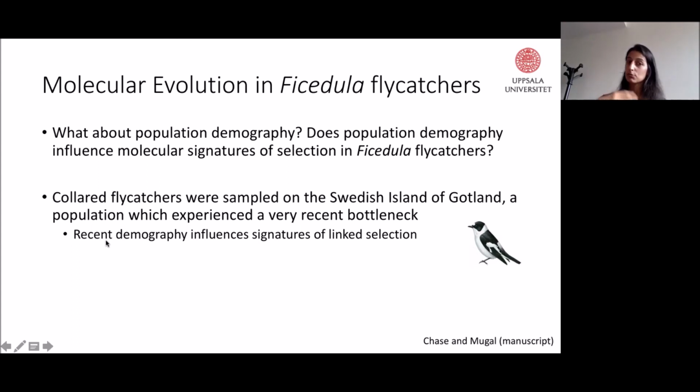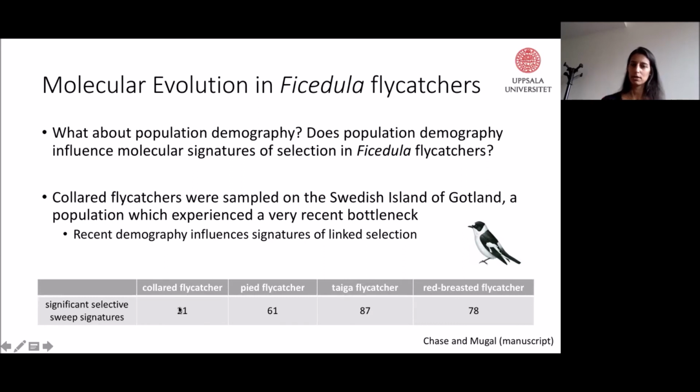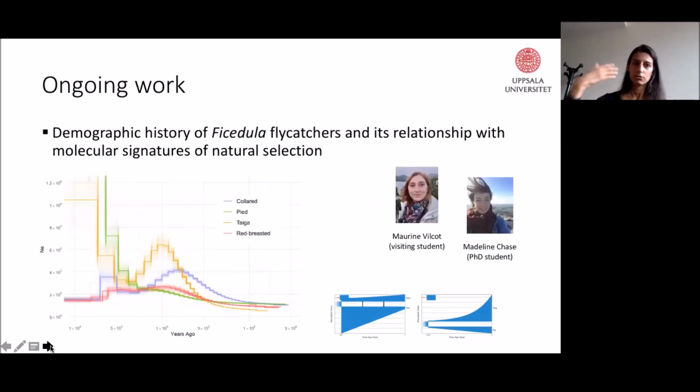So we know that, for example, recent demography influences not only pN/pS but also dN/dS, but very recent demography is actually strongly influencing signatures of linked selection. And we see that where we see a very recent bottleneck. So now I'm listing the number of selective sweep signatures that we find in the four populations. And we can see that we have many fewer selective sweeps after a recent bottleneck. This is simply a matter of power, or LD breaks down.